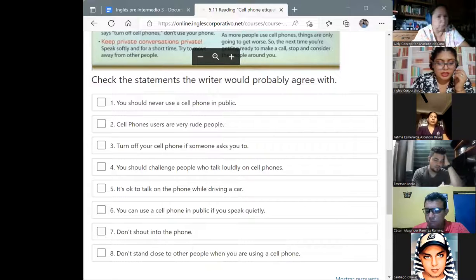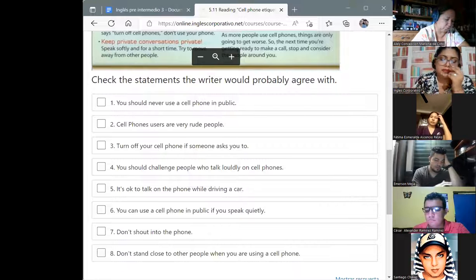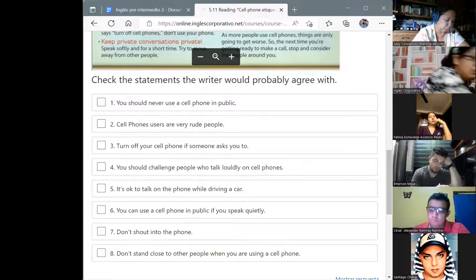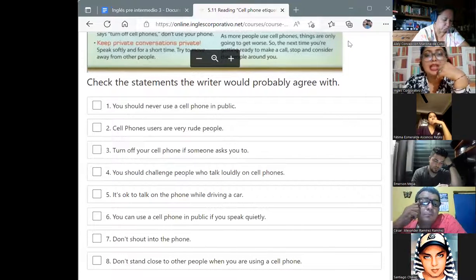Number seven: don't shout into the phone. It's not like you are going to change anything if you shout on the phone. And the last one: don't stand close to the other people when you are using a cell phone. So you need to take your space and you are not going to have this kind of situation with other people. So that is the last part for this session because we are at the end.